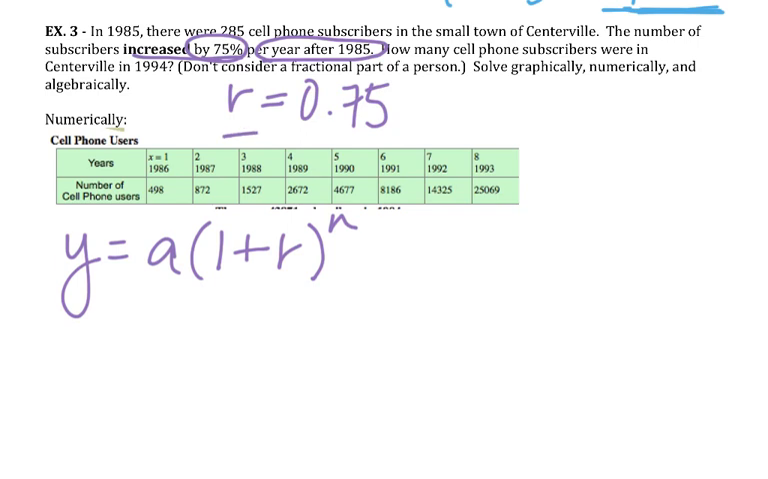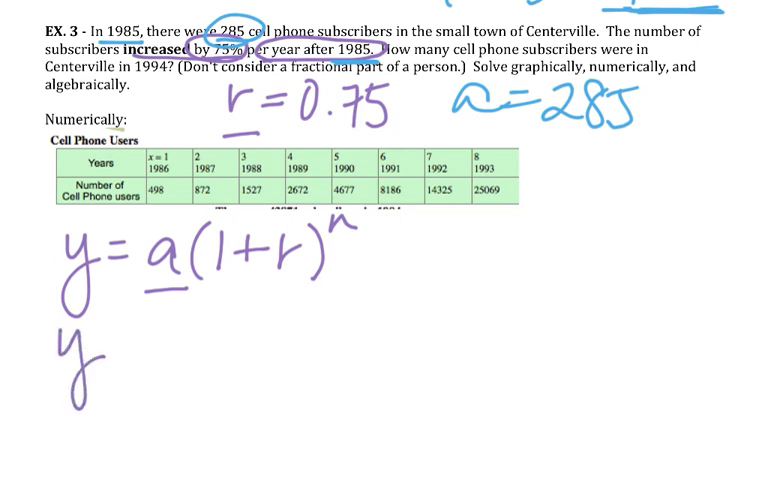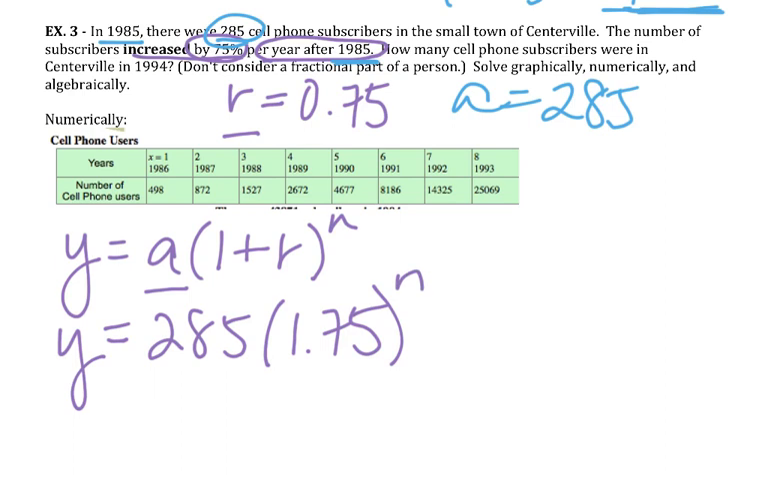We already identified R. Let's think about A, our initial value. Does it give us an initial value? Yes. In 85, there were 285 cell phone subscribers. And we know 1985 is the initial because it says we're starting for every year after 1985. So our A value is 285. And then N is the number of years. So we have y equals 285 times 1 plus r, so 1.75, raised to the n. And remember, n is the number of years after 1985.